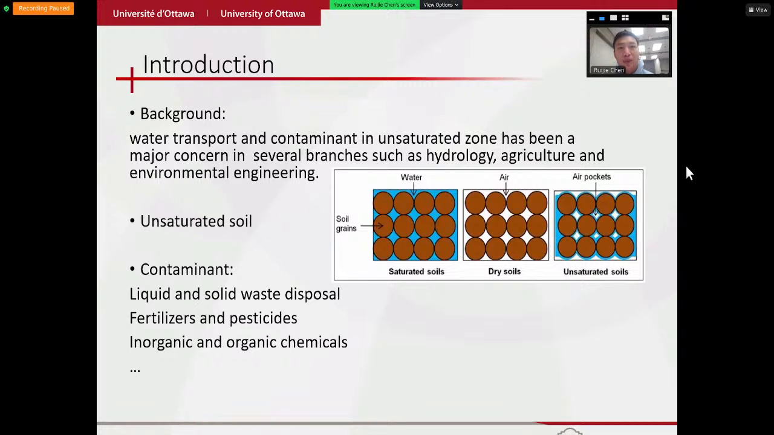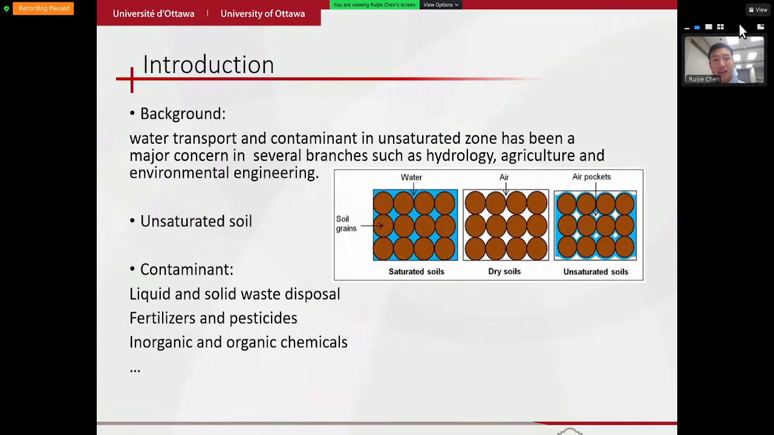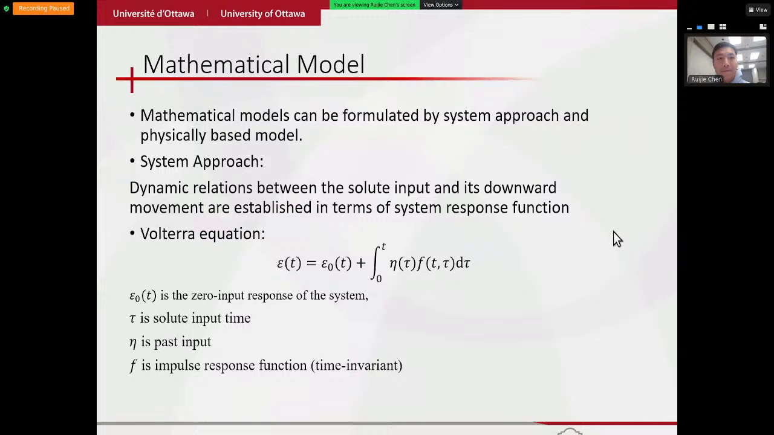Water and contaminant transport in unsaturated soils, the zone, has been a major concern in several branches such as hydrology, agriculture, and environmental engineering. Those contaminants may include liquid and solid waste disposal, fertilizers, pesticides, inorganic or organic chemicals. So mathematical models are increasingly used to predict the water flow and the contaminants in unsaturated soil. And mathematical models can be formulated by a system approach and a physically based model.